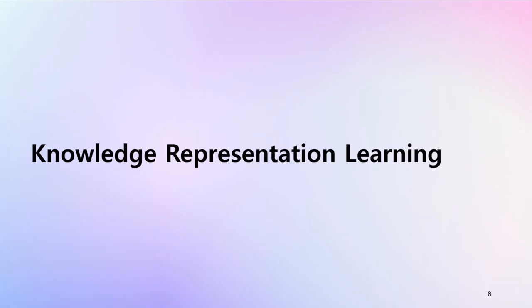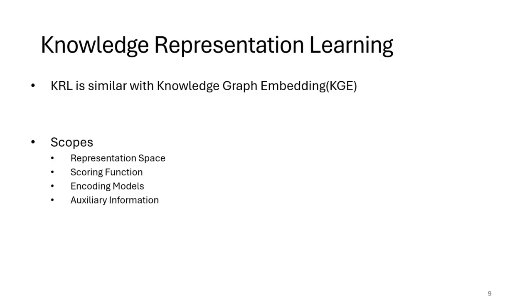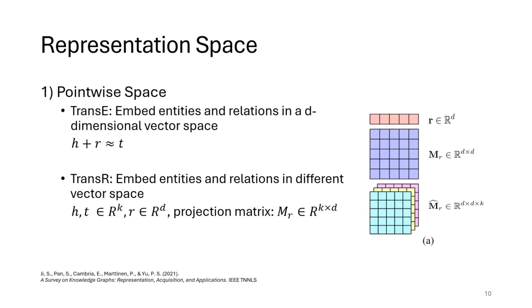Now let's talk about more details of knowledge representation learning. Knowledge representation learning is similar to knowledge graph embedding, and there are four scopes. The first scope is representation space. The reason for representing in various representation spaces is that the diversity of relationships that can be expressed varies depending on the space and operation.